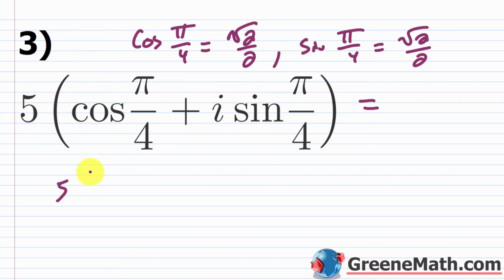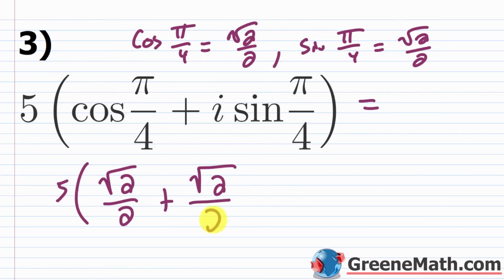So let's say this is 5 times the quantity, you have square root of 2 over 2, then plus square root of 2 over 2 times I. Now sometimes we'll put the I right here. But again, a lot of this is just going to be personal preference. I like to stick it out here.